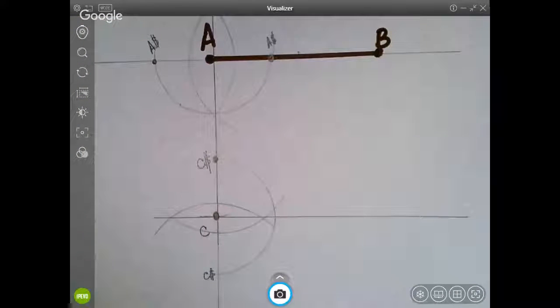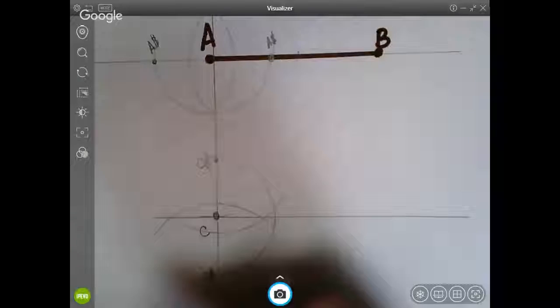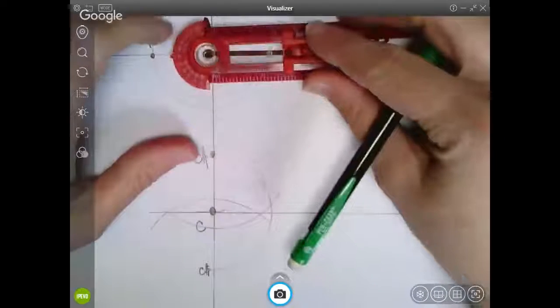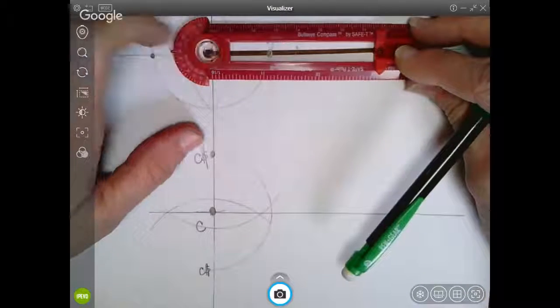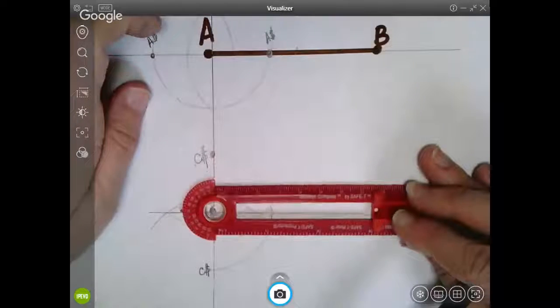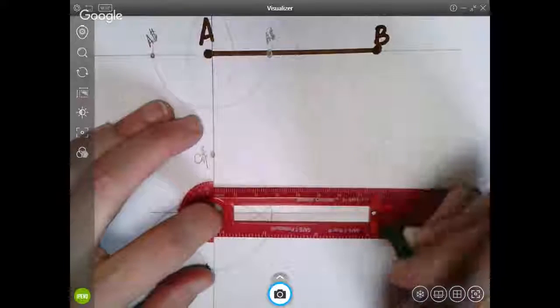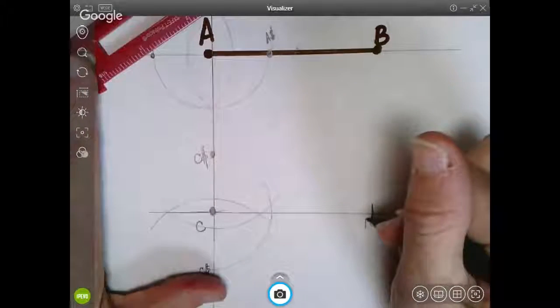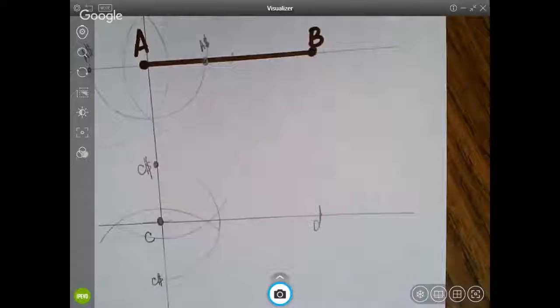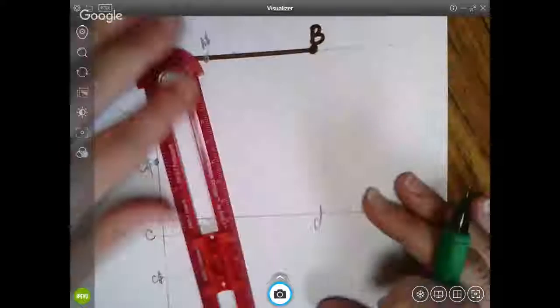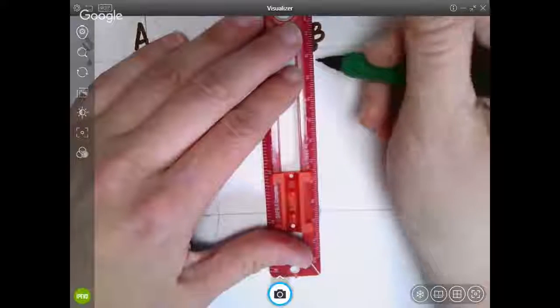But I need to get a line that's the same length as AB. So I'm going to put this back on A, move my slider to B, go down to C, and arc it. Here's my D. And then the most exciting part is the last step, because we already have B and we already have D. All we have to do is connect the points.